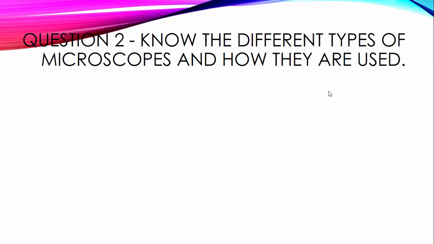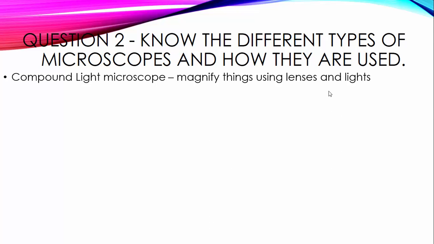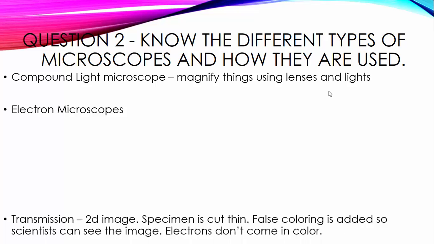Number 2. Know the different types of microscopes and how they are used. We have a compound light microscope, and that magnifies things using an objective lens, the eyepiece you look through, and lights, which is why it's called a compound light microscope. Compound light microscopes can magnify up to about 1,000 times. After that, the image becomes blurry. If you want to zoom in further, you would use an electron microscope, and there are a couple different kinds.